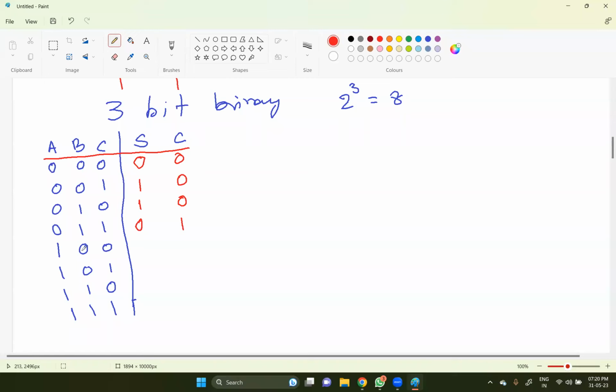1 plus 0 plus 0 is 1, so sum equal to 1, carry equal to 0. 1 plus 0 plus 1 gives sum equal to 0 and carry equal to 1. 1 plus 1 plus 0 gives carry equal to 1 and sum equal to 0. And 1 plus 1 plus 1 gives sum equal to 1 and carry equal to 1.